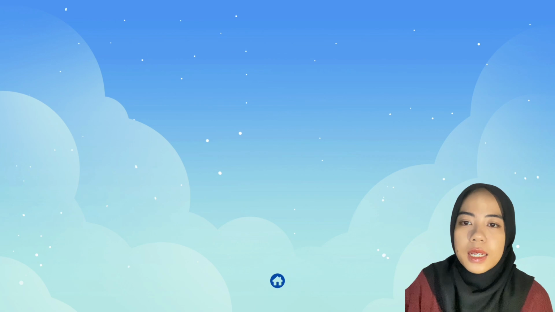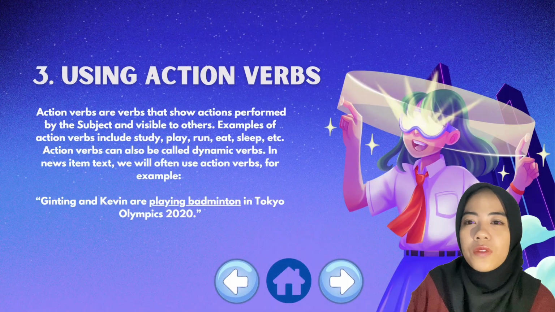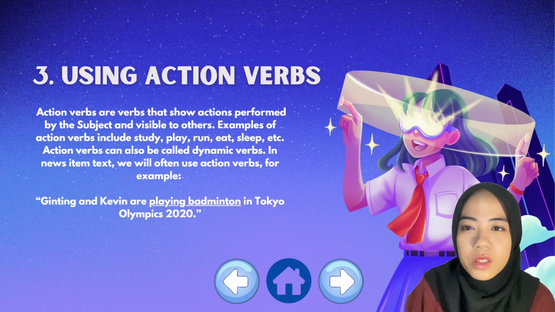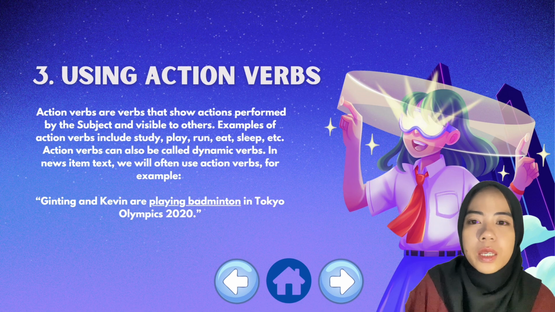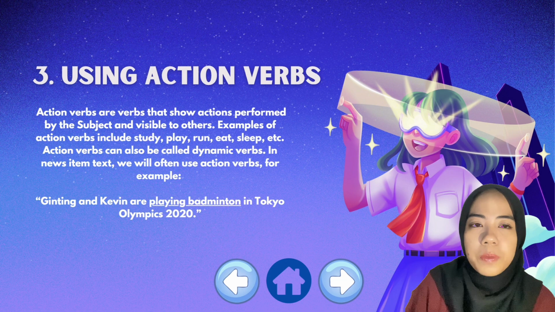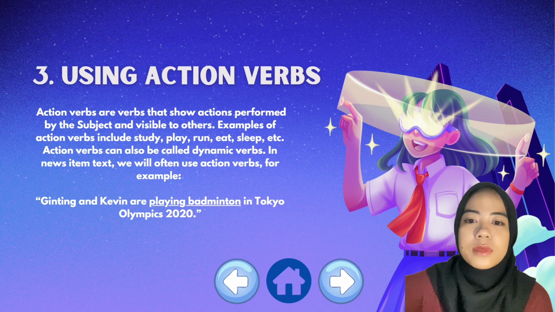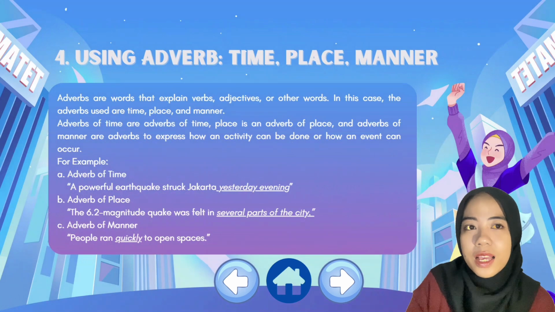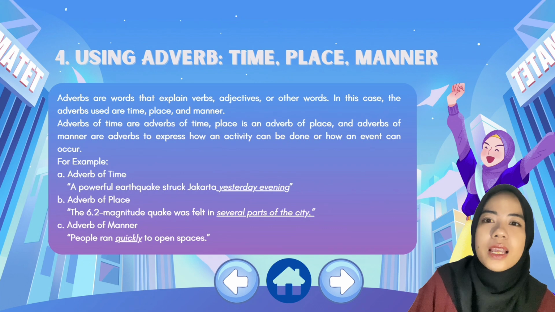And the next is using action verbs. Action verbs are verbs that show action performed by the subject or visible to others. For example, Ginting and Kevin are playing badminton in Tokyo Olympic 2020. So the action verb is playing badminton. Do you get it? Okay, let's move to the last language feature, using adverbs of time, place, and manner.